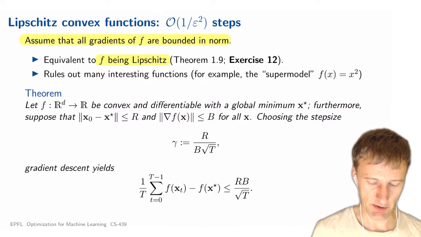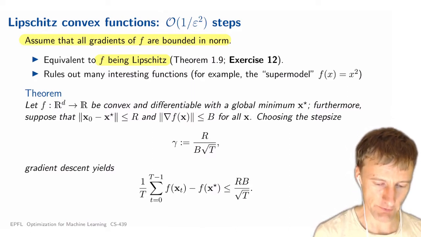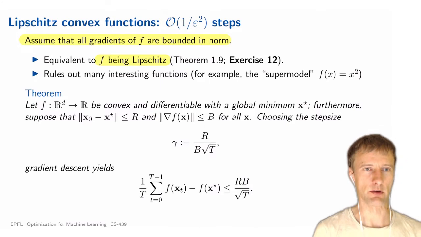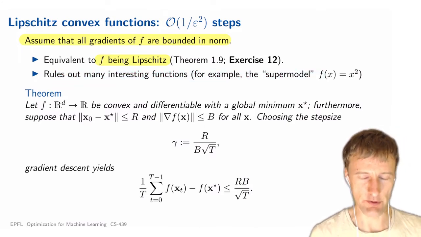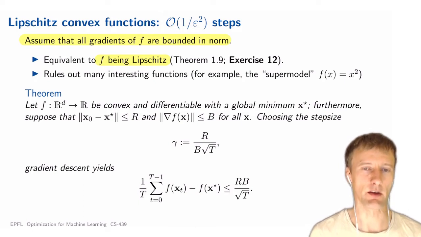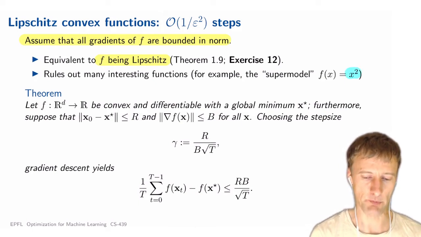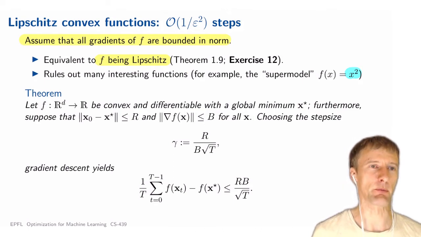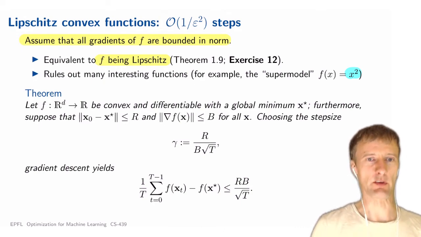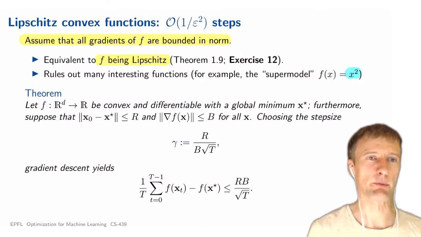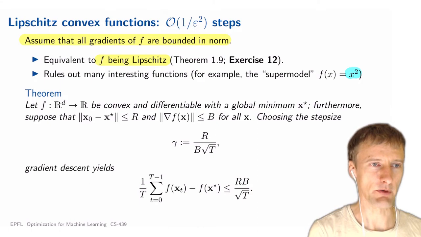On one hand, that's very nice and clear. On the other hand, it also rules out good classes of functions. So for example, here you see just a simple squared function, x squared in one variable. That function does not satisfy this property that the gradients are bounded everywhere. Why not? Because the gradient of x squared is just 2x, and that goes to infinity when x becomes very large or very small. So then in absolute value, the gradient can become arbitrarily large.